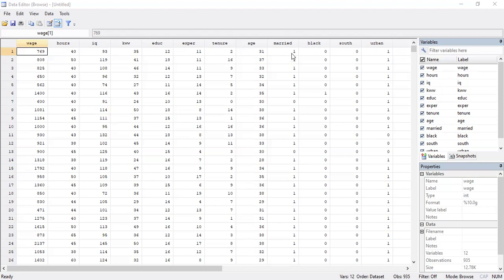married, whether the person is married or not. And then we have black, we have SAT, and then urban. This one is whether the person is living in the south or the person is living in the north. Is the person living in an urban area or the person is living in a rural area? This is about the person's race. Okay, is a person white or is a person black?